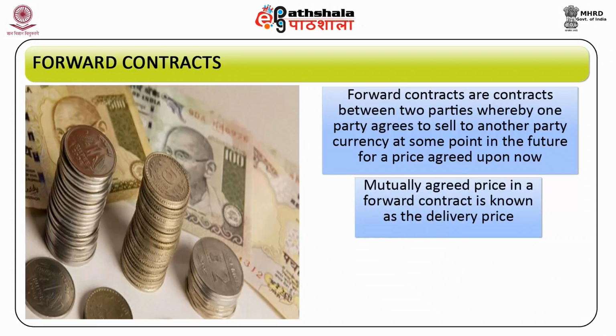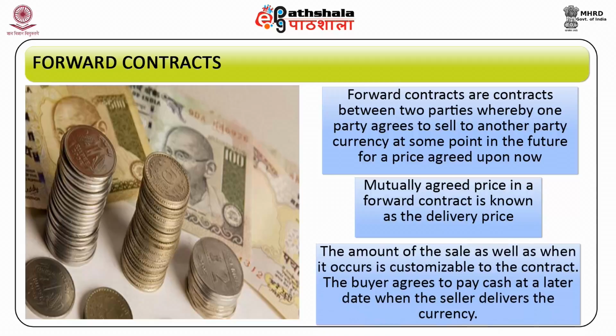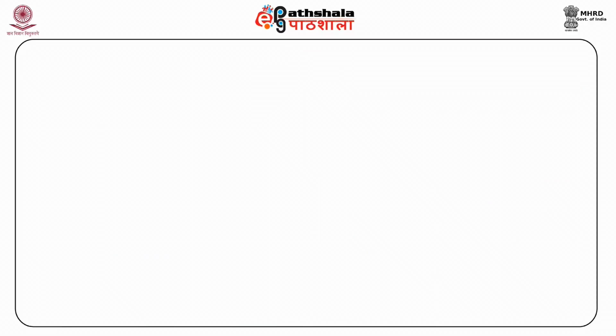The mutually agreed price in a forward contract is known as the delivery price. The amount of the sale as well as when it occurs is customizable to the contract. The buyer agrees to pay cash at a later date when the seller delivers the currency. In case the party wishes to reverse the contract, it has to compulsorily go to the same counterparty, which brings in a monopoly situation, and it can command the price it wants.